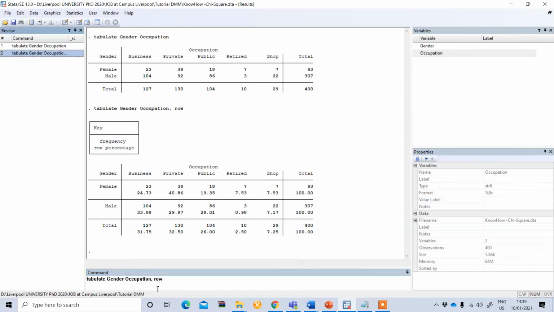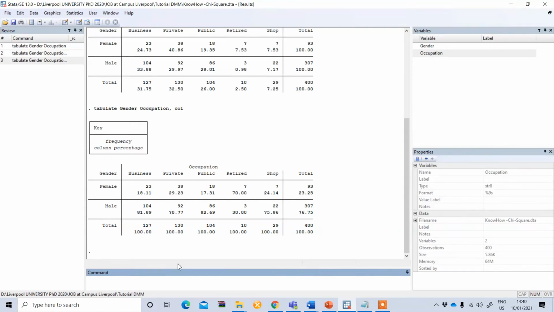Similarly, you can do this column wise. So tabulate gender occupation, and now you just write col, which means column. This percentage of the frequency is based on the column. If you look at this table, the 23 out of 127, if you divide 23 by 127 you will get this percentage. So in this way, you can get the row or column wise percentage along with the frequency.